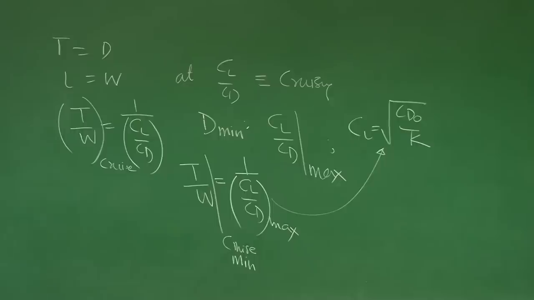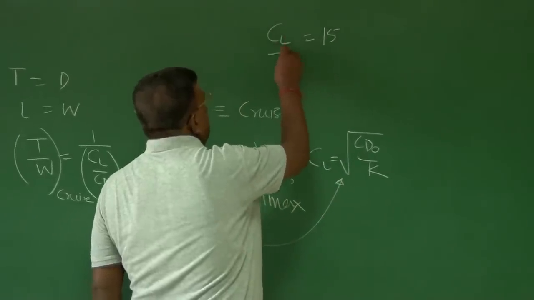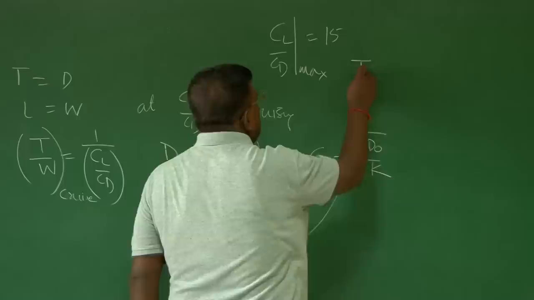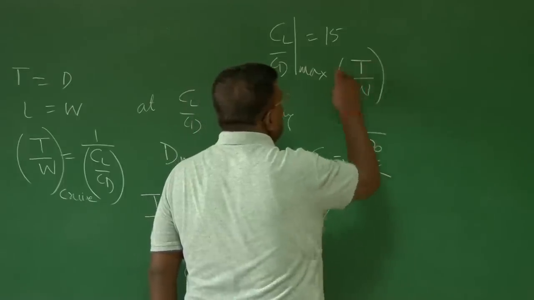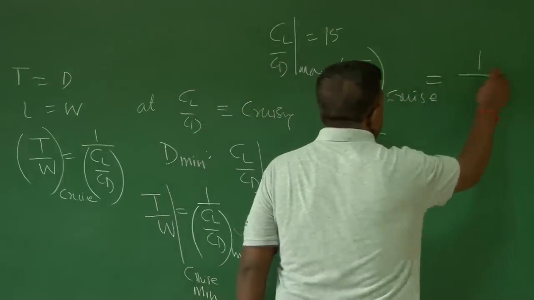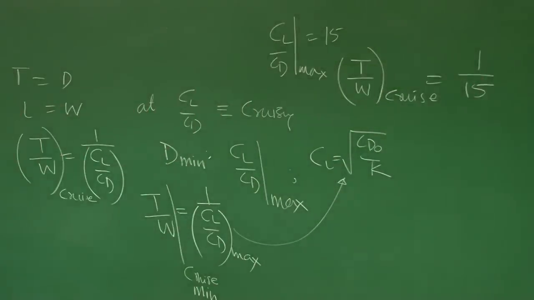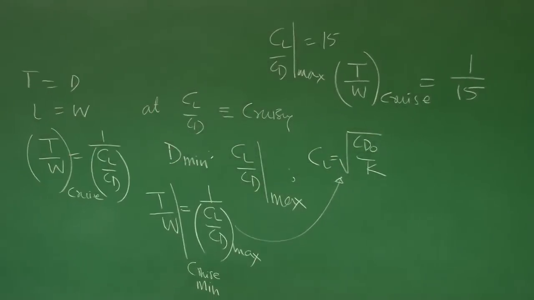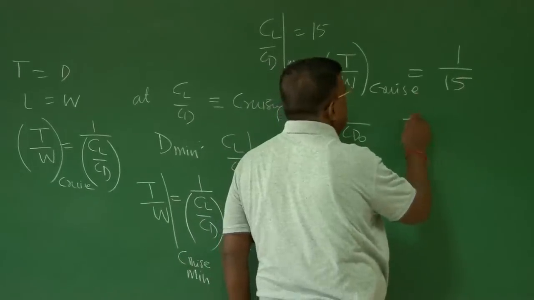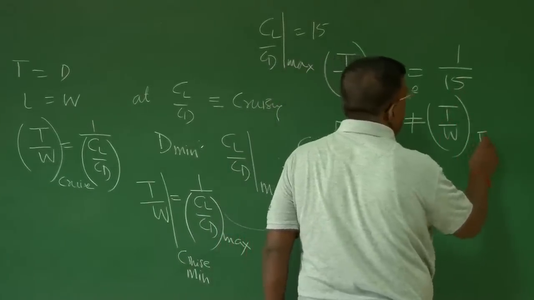Typically CL by CD max could be 15, one number I am writing. So you could see immediately T by W cruise is 1 by 15, okay? But here you should understand this T by W cruise is 1 by 15. This is not equal to T by W takeoff.